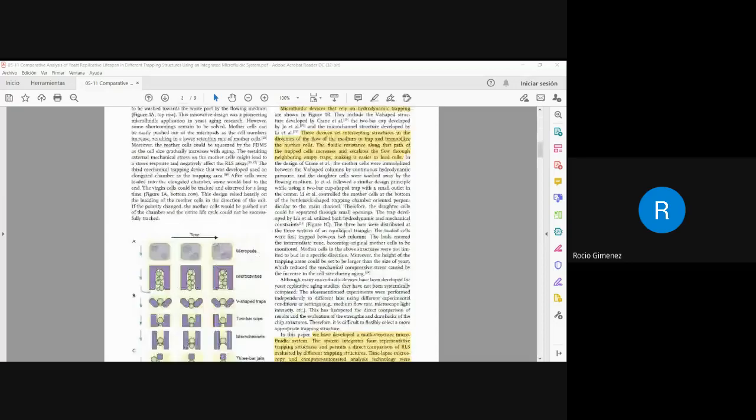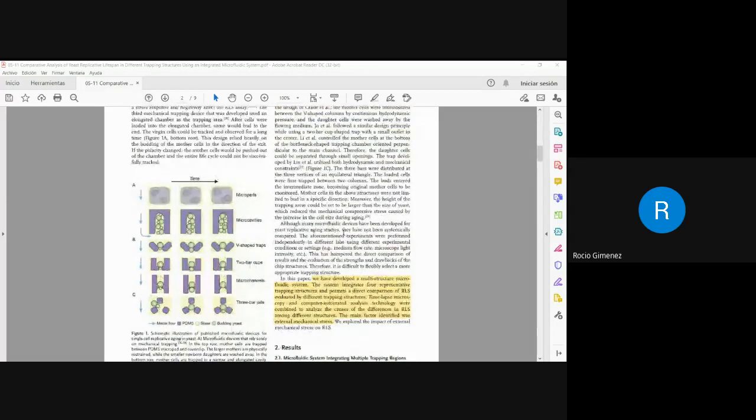And there are many different methods. There are two main kinds: the mechanical trappings that rely on physical constraint, and the hydrodynamic trappings that set intercepting structures in the direction of flow to trap and immobilize these mother cells.